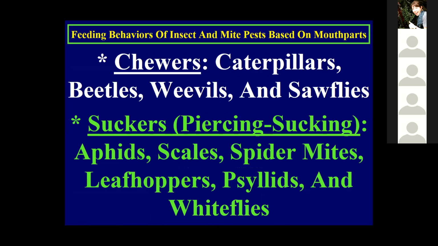So the feeding behaviors of insect and mite pests are based on their mouth parts. The chewers include caterpillars, beetles, weevils, and sawflies. Suckers, also referred to as piercing-sucking because of their mouth parts, include aphids, scales, spider mites, leafhoppers, psyllids, and whiteflies. The chewers are physically removing plant tissue, and the suckers are piercing-sucking. These insects and mites have mouth parts that are removing the nutritional content of plants in the phloem sieve tubes or in the cells, and that basically robs the plant of its ability to obtain food, and consequently results in certain types of symptoms as a result of that feeding behavior.